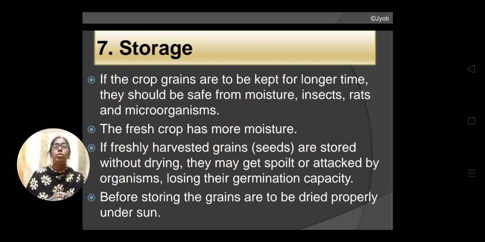Okay, so we have to avoid storing the seeds or the harvested grains without drying. Before storing the grains, they are to be dried properly under the sun.